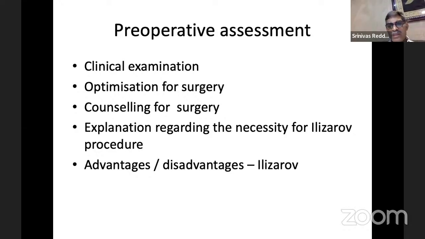and advantages and disadvantages and the regular dressings, pin site care, and the compression distraction protocol, everything we have to explain well in advance to the patient so that the compliance of the patient improves. If we counsel it properly, the compliance improves.